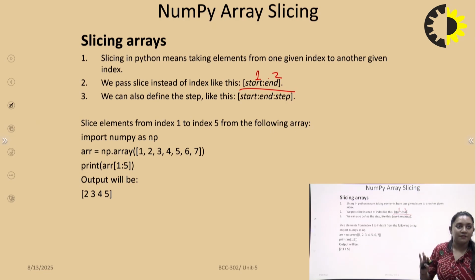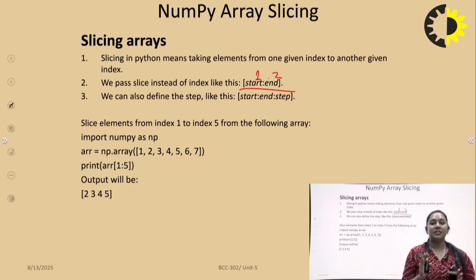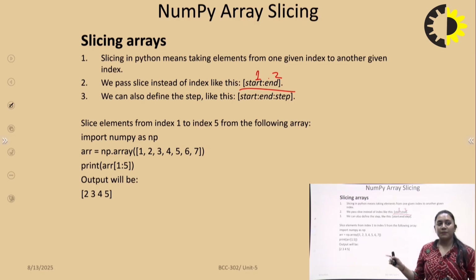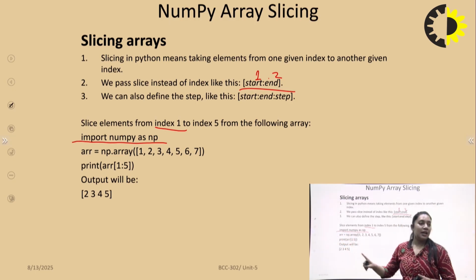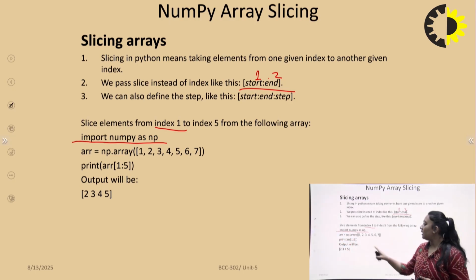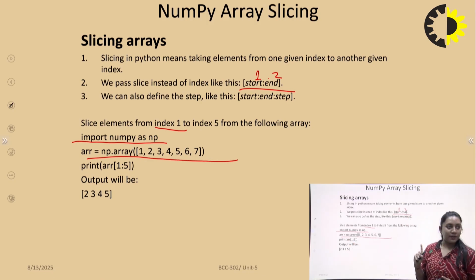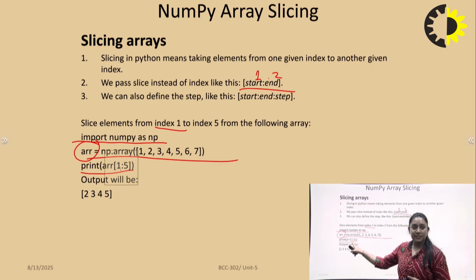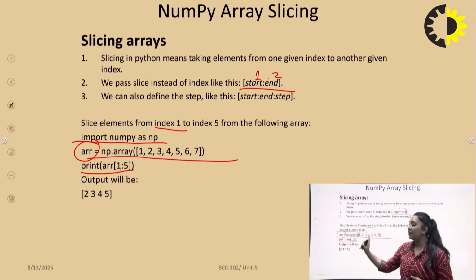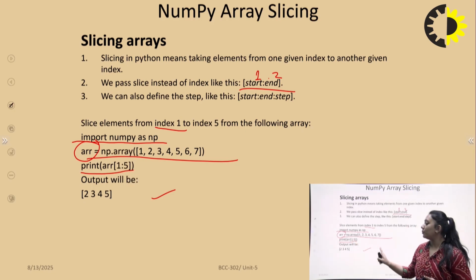You can also define the start, end, and step. So this is an example of how you can implement it in the NumPy package. For example, the index starts from 1 to 5. With the help of the NumPy library, I import numpy as np, initialize the array elements, and store them in an array variable. Next, I declare the start point of the index, which is 1, and the end, which is 5. So here is the output.